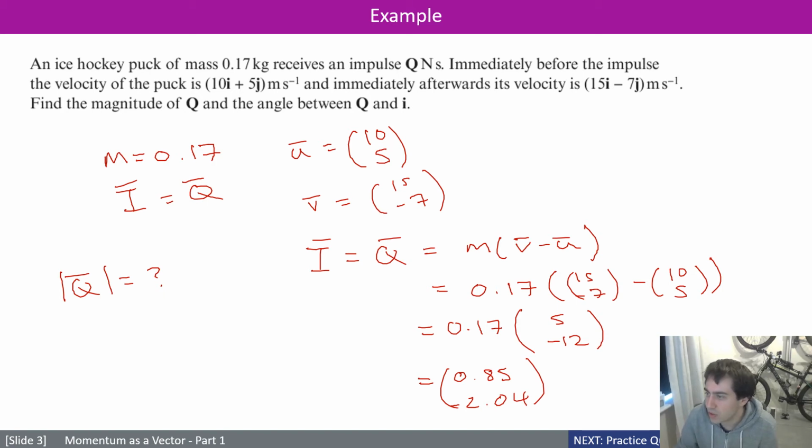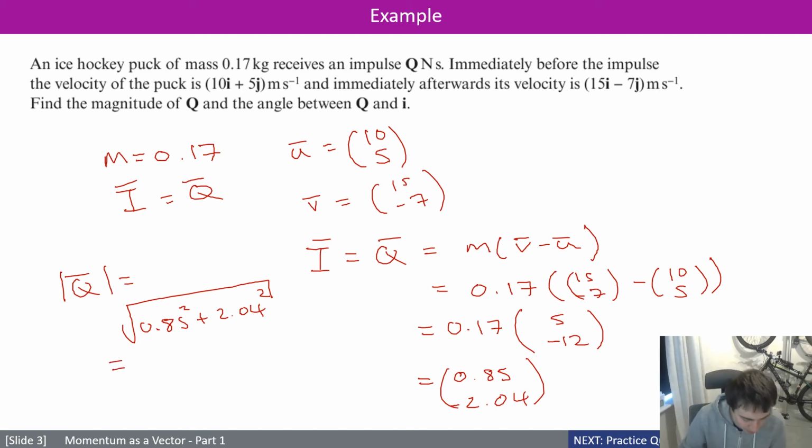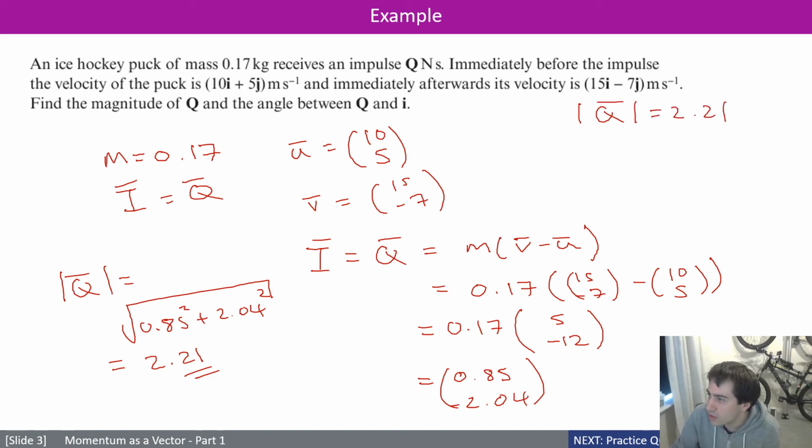Therefore, the magnitude of q, using what we just talked about at the end of the previous example, is going to be the square root of 0.85 squared plus 2.04 squared, and I won't bother with the minus because I'm squaring it, and that equals 2.21. Okay, so we've answered that question. The magnitude of q is 2.21, and I'm also just going to note again what q itself is, because we're going to need that for the second part.